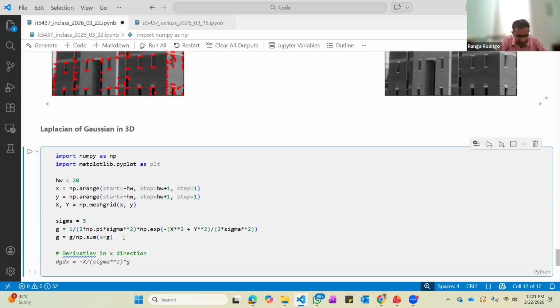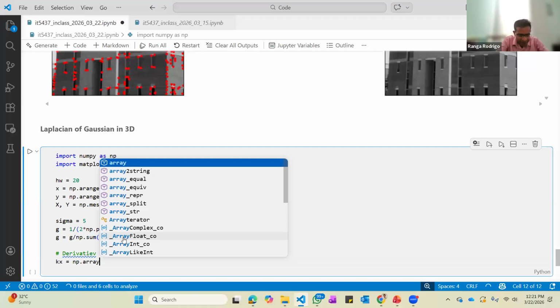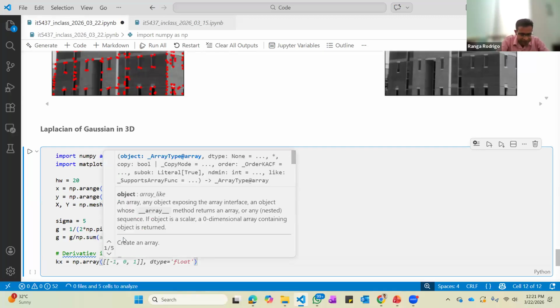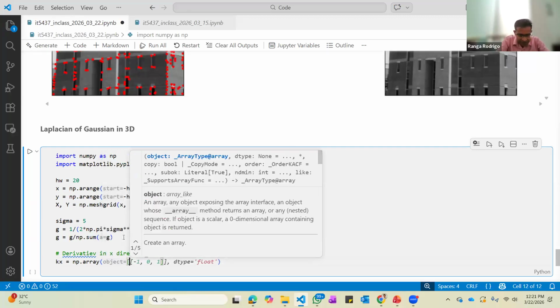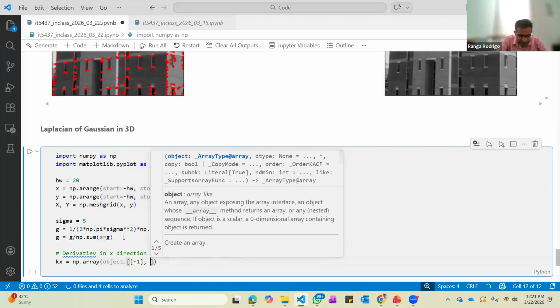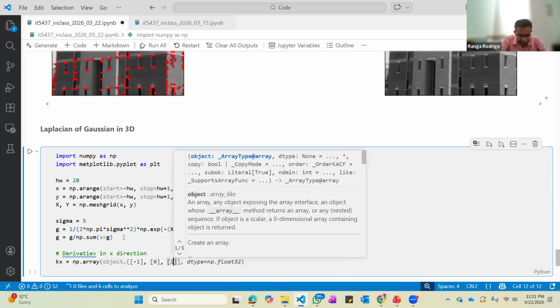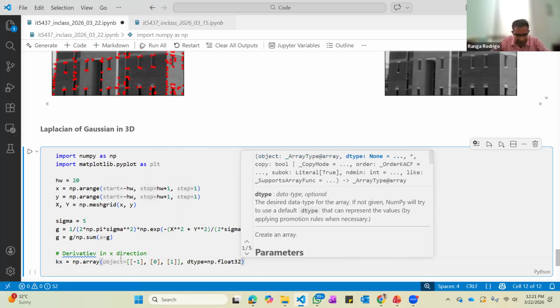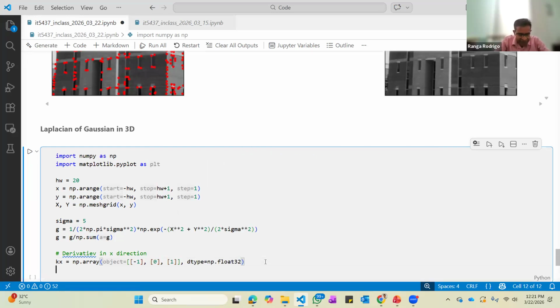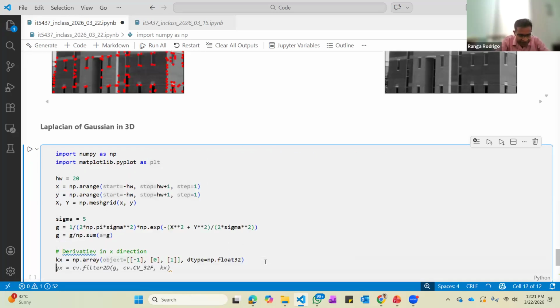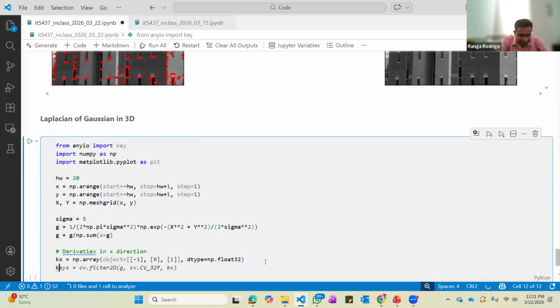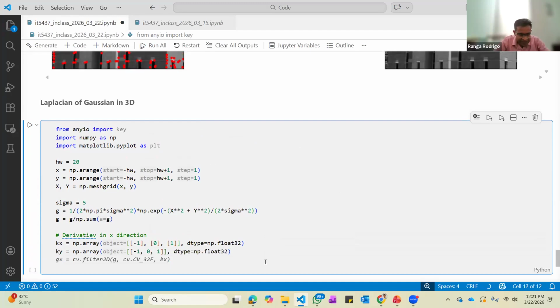So we'll write kernel x is equal to np.array of minus 1, 0, 1. Remember, you did this today. We did this today. So 32, that's okay. And ky is equal to, is correct. Then gx is filter 2D with kx.